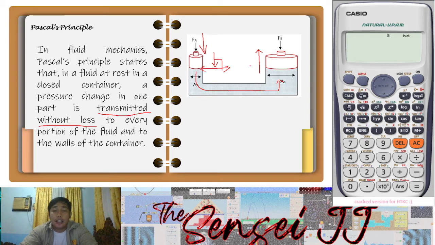Perpendicular ang dalawa. Okay, so when we talk about this Pascal's principle, when you apply force A downwards, the fluid will only have one direction to go, which is here in B. If force A is applied downwards, then automatically our B will go upwards. Same goes for our force B. If it is applied downwards, then force A will go upwards.